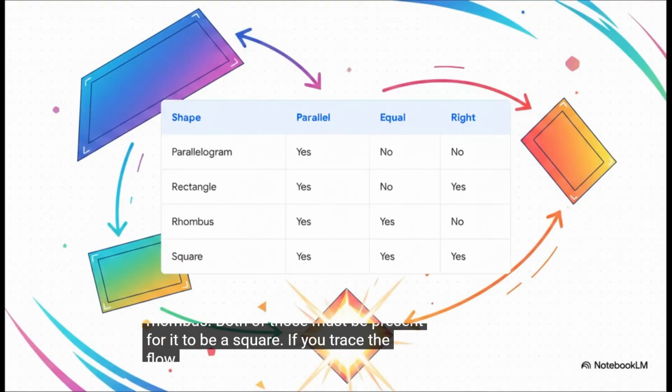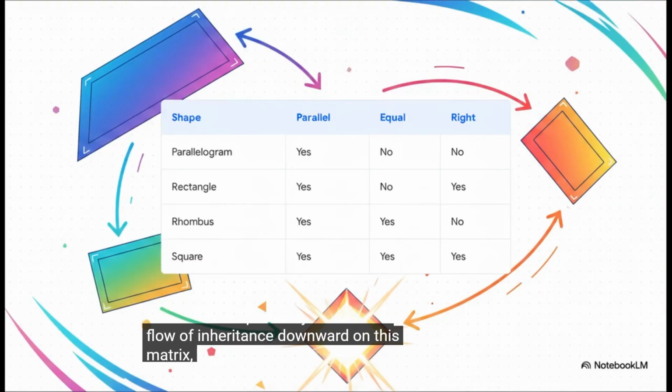If you trace the flow of inheritance downward on this matrix, look at how the parallelogram starts it off with parallel opposite sides.